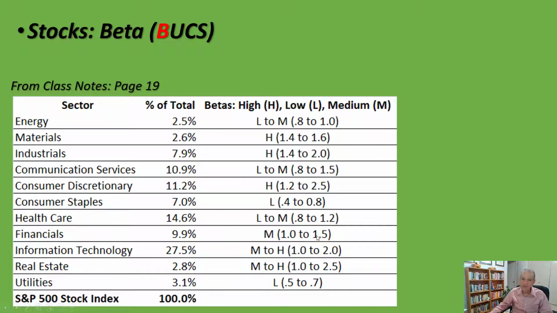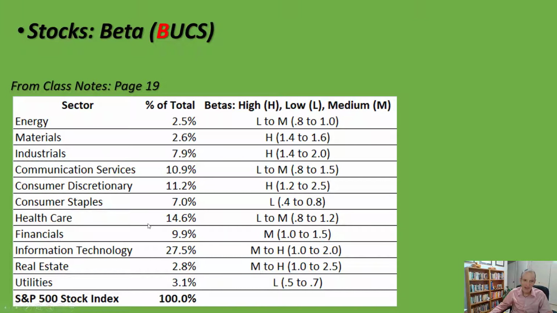Financials, it varies. In 2008 financials did horribly, but that was a financial crisis, so their beta shot up dramatically. It really depends on the nature of the actual crisis and why the recession happened. Because they do a lot of lending, during a recession, banks tend to have higher bad debt. Information technology has historically been high beta, but there's some debate now that some of that may be coming lower. Real estate has tended to be a higher beta industry.